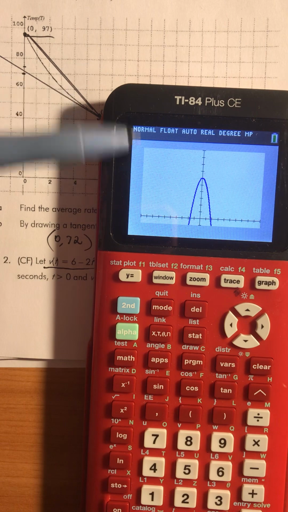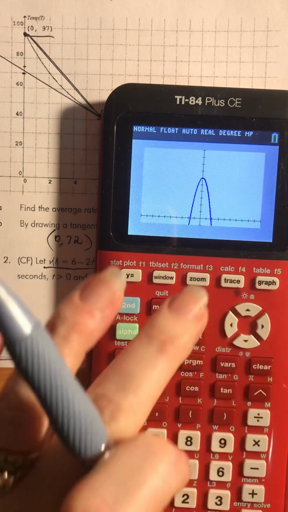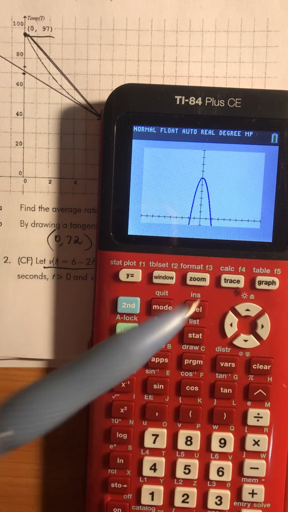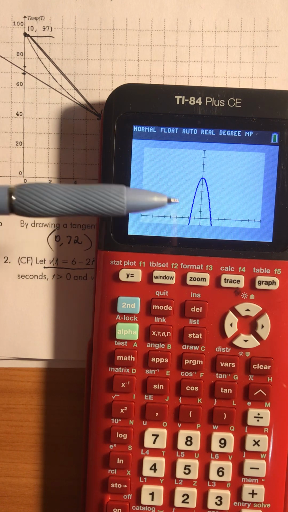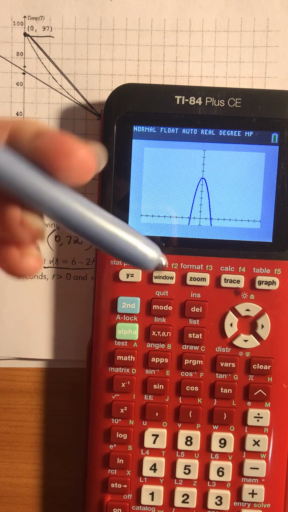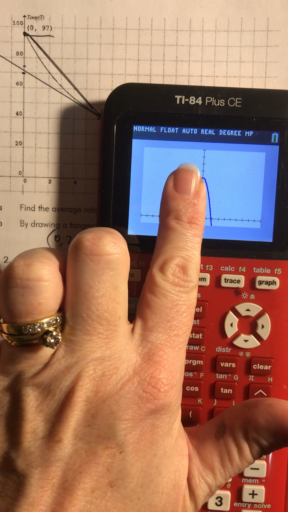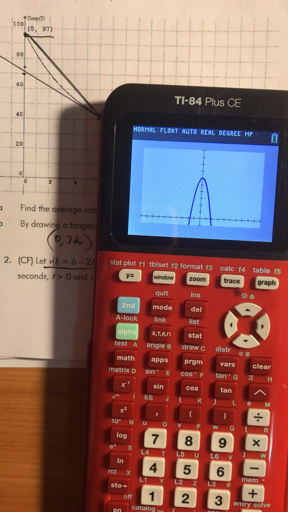When we graph it, I've put in a window between negative 10 and 10, and we can see that it is coming up and down. So when the velocity is positive, it's over 0, so it's above the line, and we can see that it is between those 2 points there. We're told in the question that it's just for when t is greater than 0, so we really only want this section between 0 and wherever it cuts the axis there.